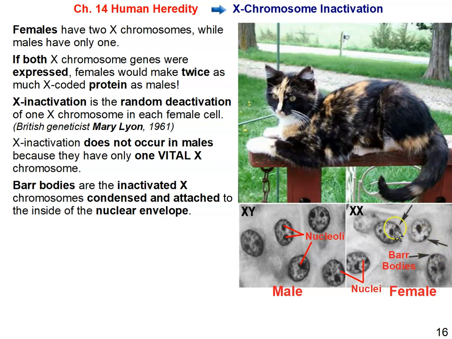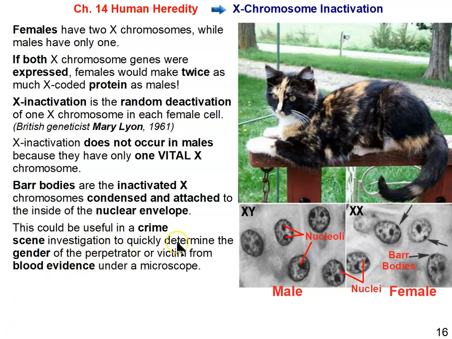Same here, same here. So you can look under the microscope at cells and determine whether they're cells from a male or a female by identifying whether or not there are bar bodies. And that could be useful, like at a crime scene. You could quickly determine the gender of a perpetrator or the victim from blood evidence under the microscope. You could just take some blood evidence, put it on a slide, look at it under the microscope immediately, and know whether or not you're looking at blood from a male or a female.